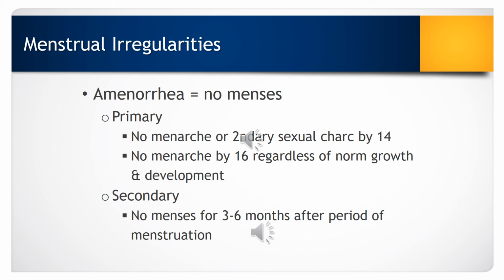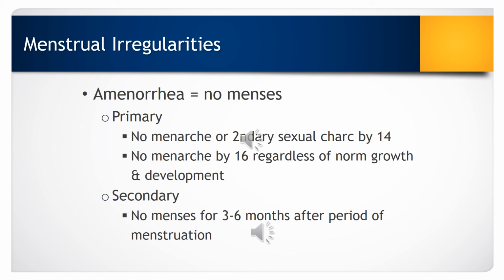With secondary amenorrhea, there is no menses for at least 3 to 6 months after a woman has had regular cycles. So when you think about that, what comes to mind as the first differential diagnosis that we may have for a woman who reports no menses for 3 months after having normal cycles? Pregnancy, right? We have to rule out pregnancy.